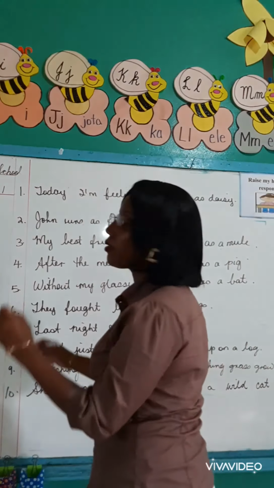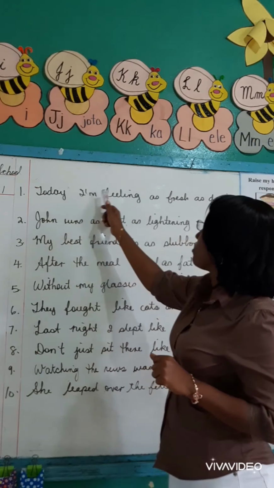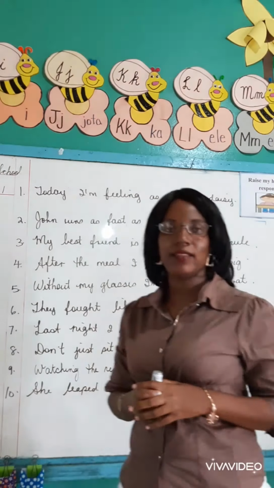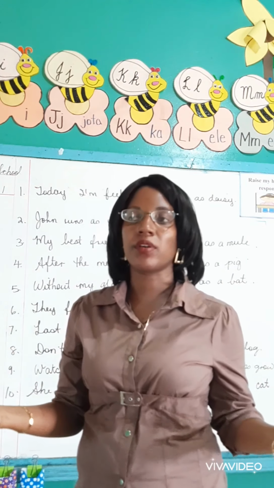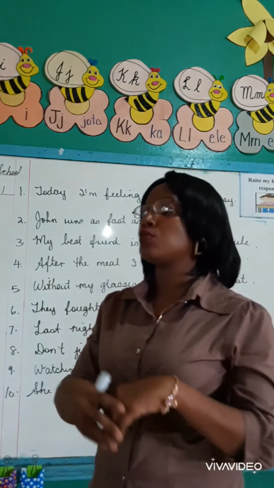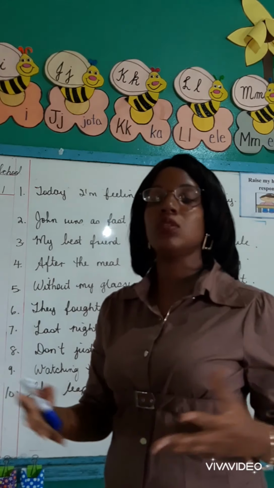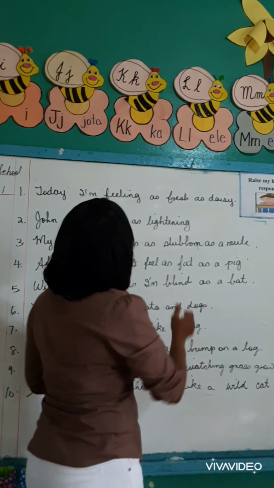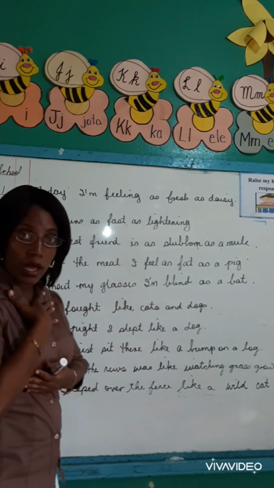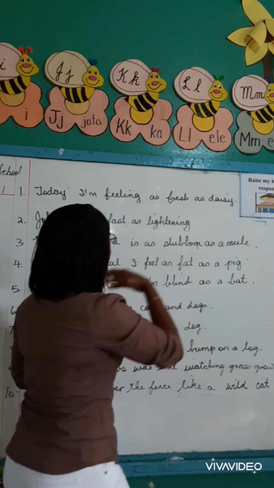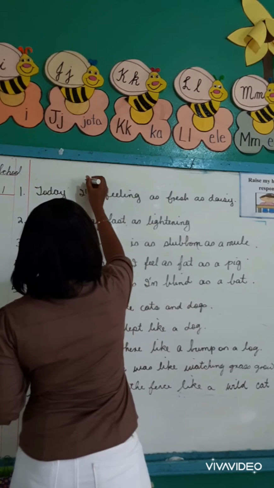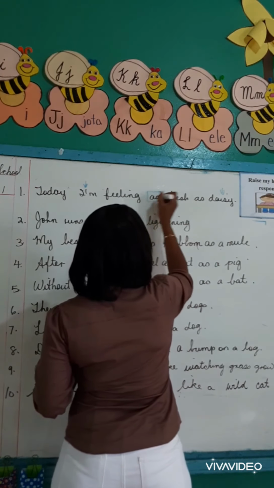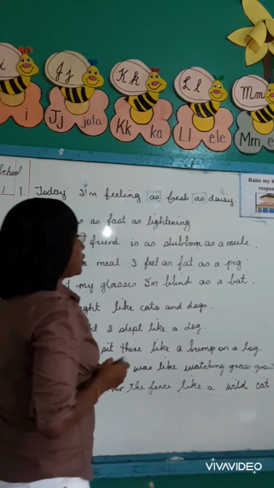All right, the first one is, today I'm feeling as fresh as a daisy. Right? What is a daisy? A daisy is a flower. And when you feel fresh, maybe you are in the breeze and you feel cool, and maybe you just took a bath and you feel fresh. So they're comparing you and the daisy. And how do you feel? Fresh. And right here we're using the as pattern.